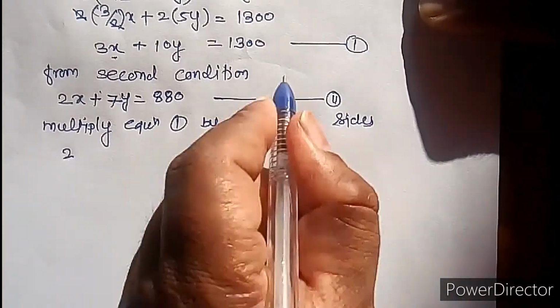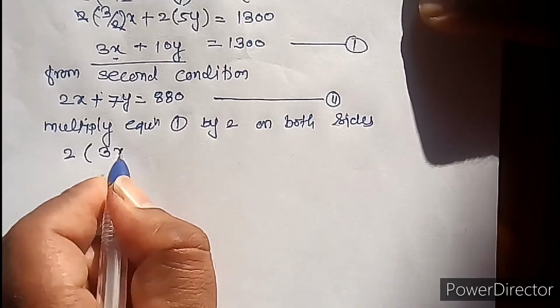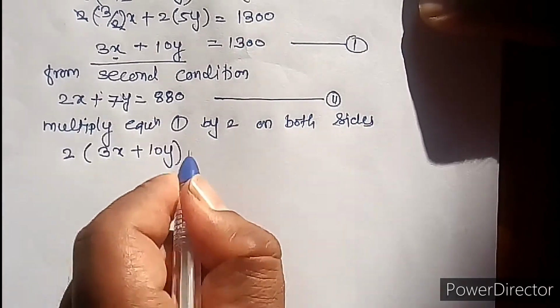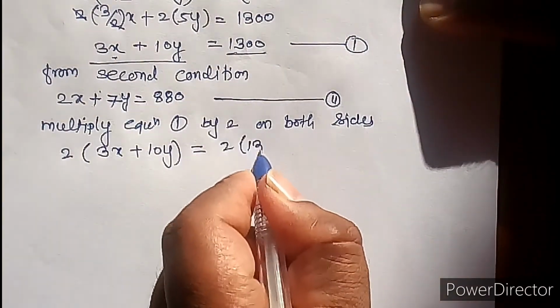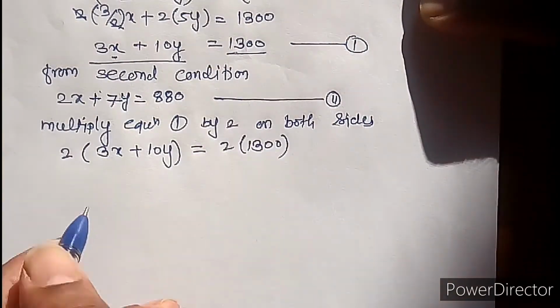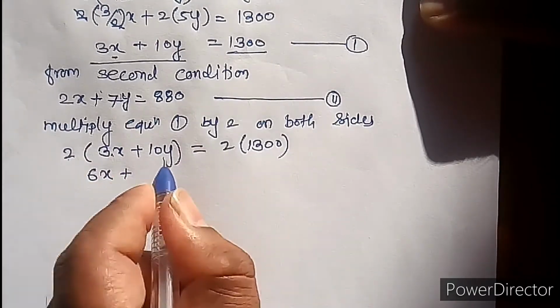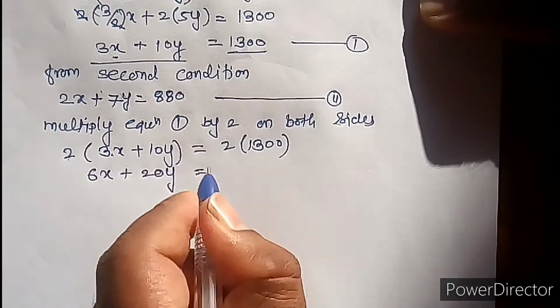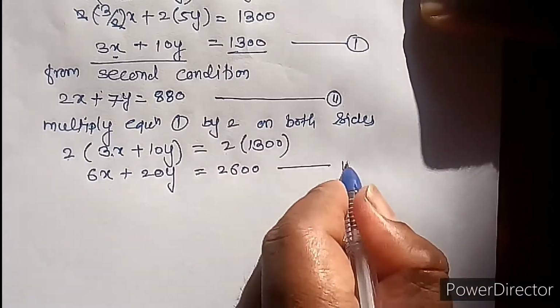2 into left side of first equation, that is 3x plus 10y equals to 2 into right side of this equation, that is 1300. 2 into 3x, that is 6x, plus 2 into 10y, that is 20y equals to 2 into 1300, that is 2600. Give it equation number 3.